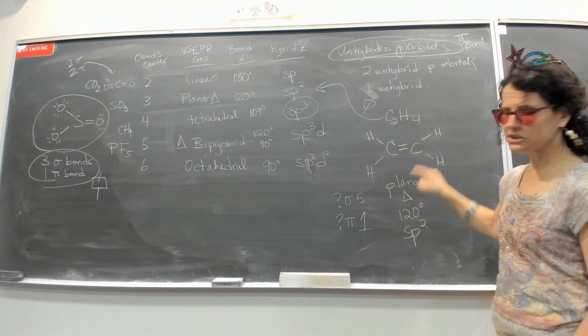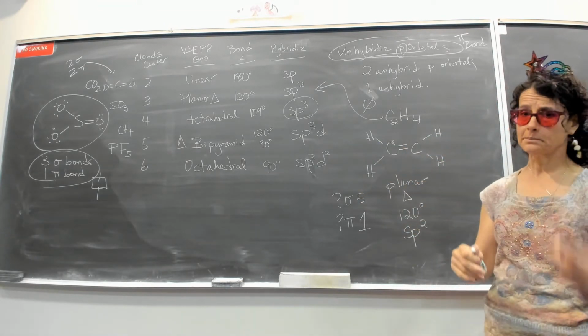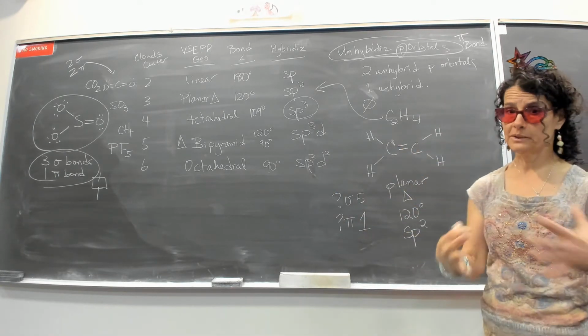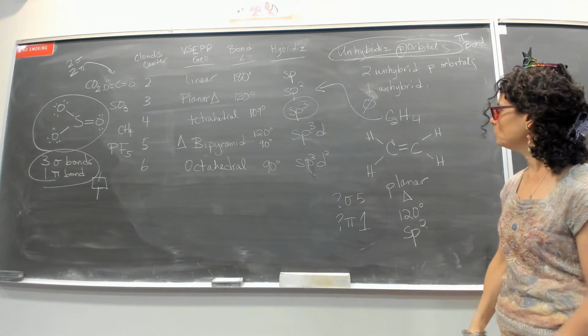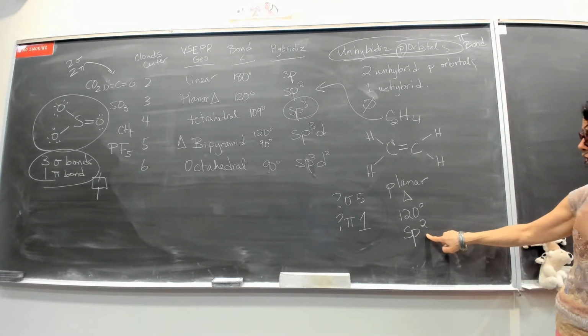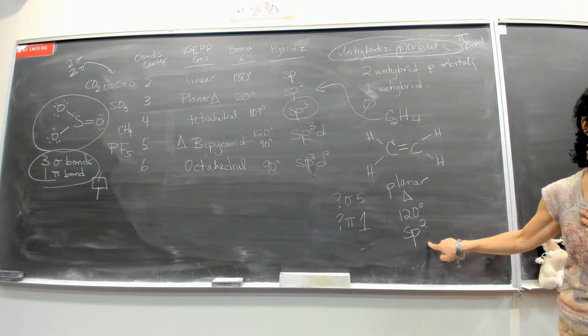So the hydrogens are each a sigma, and then a double bond is 1 sigma and 1 pi. So this total has to equal the total number of bonds. We have 6 total bonds, 5 are sigma and 1 is a pi. And it makes sense. We can have a double bond because those carbons have an unhybridized orbital.